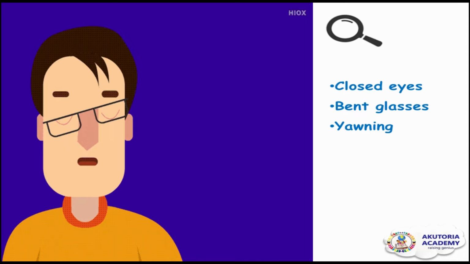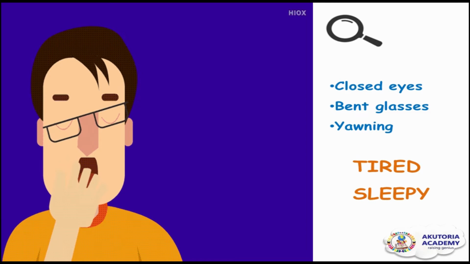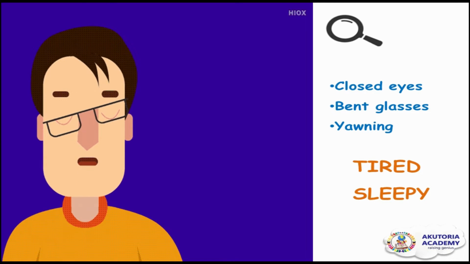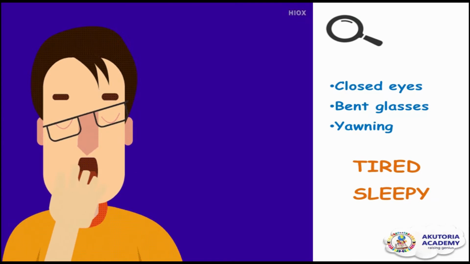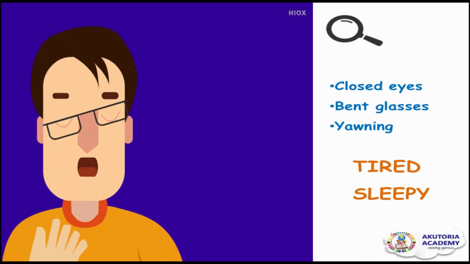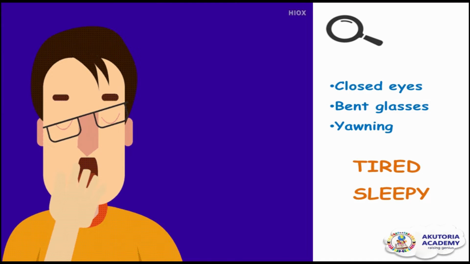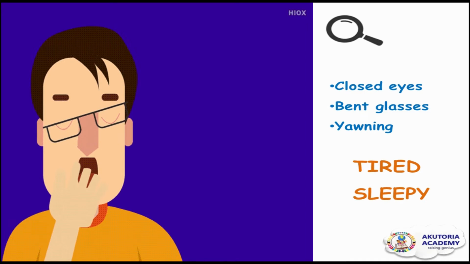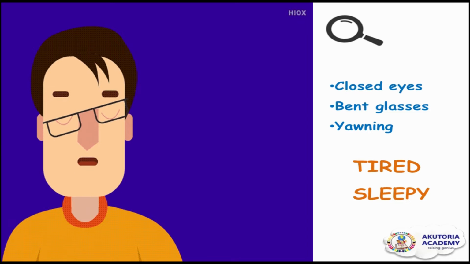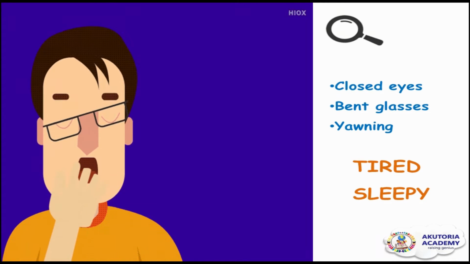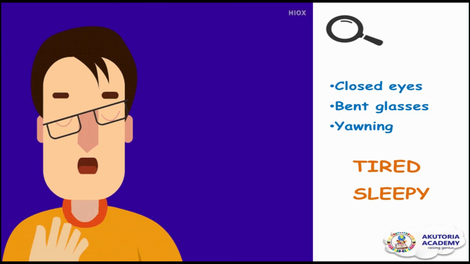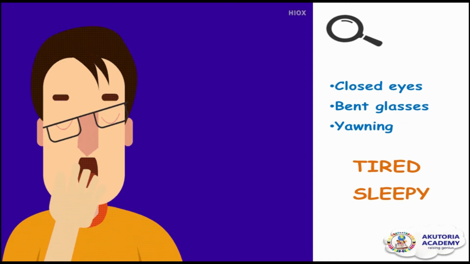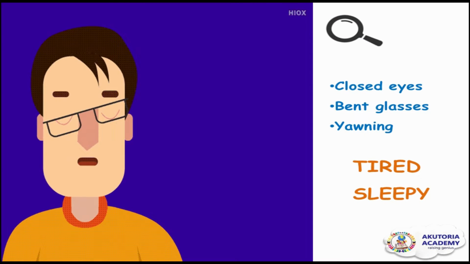I think the guy is tired and feeling sleepy. Alright, the clues we have: the closed eyes, bent glasses, yawning are signs of tiredness and one who is feeling sleepy. His glasses are bent and he can't even notice it because he's so tired and he's so sleepy. Okay. So we have inferred. This is what inference is about: taking clues from pictures or texts and using those clues to guess what is actually happening.